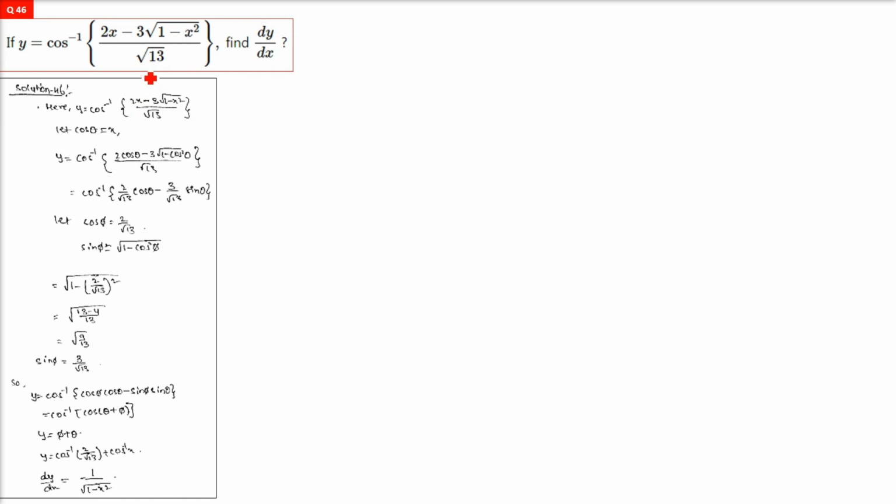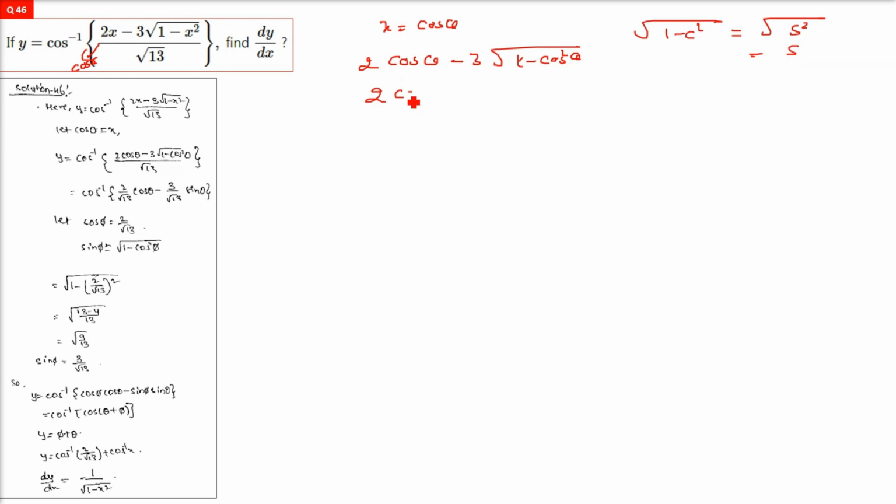In this question, there is a small trick. It's not a trick basically, it has come from trigonometry. We have been doing this kind of thing in trigonometry, but here we'll apply it. So the inside thing has to be made in cos. Let us put x as cos theta. So 2 cos theta minus thrice of under root 1 minus cos square theta. 1 minus cos square theta is sin square theta, so it will be under root sin square theta, and sin theta will come. So it will be 2 cos theta minus 3 sin theta.